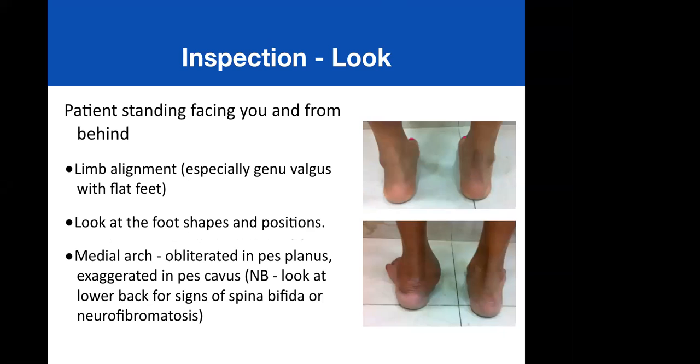When you go on to further inspection, with the patient facing you and from behind, check for limb alignment, especially the knees, because limb alignment is obviously a very important part of the examination.